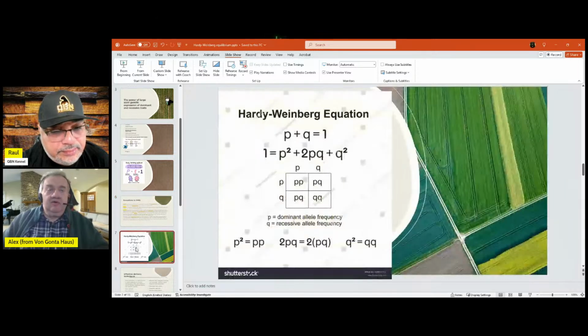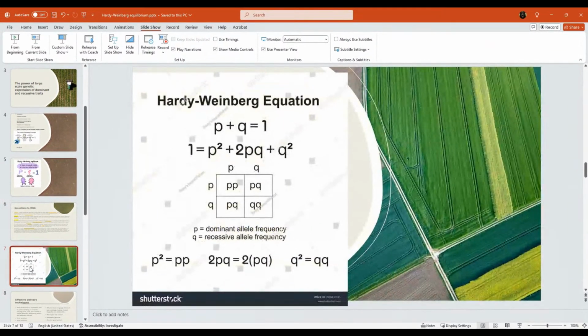Now, this is how it works in a Punnett square. So in a Punnett square, P is the dot. Can you guys see this or no? Yes. Okay, seeing it. So it's P plus Q equals 1. So 1 equals P squared plus 2PQ plus Q squared. If you remember, this is a binomial expression. You know, remember algebra, x squared plus 2ax plus b squared. In other words, you can factor P plus Q times the other P plus Q. It's a binomial.